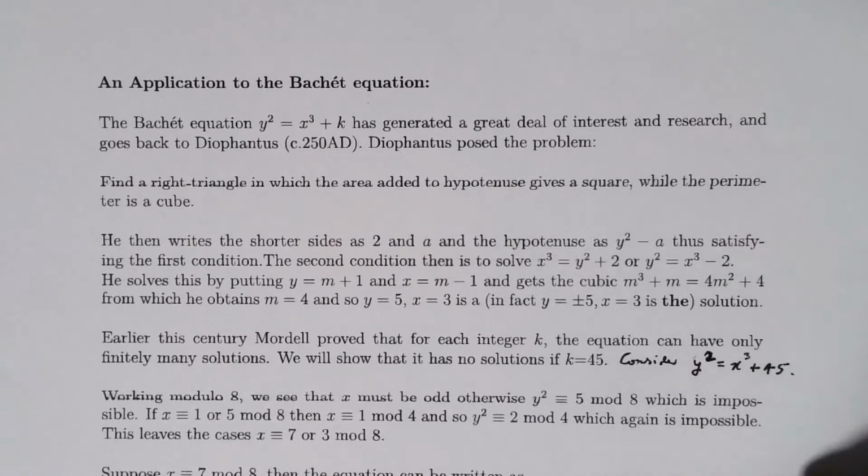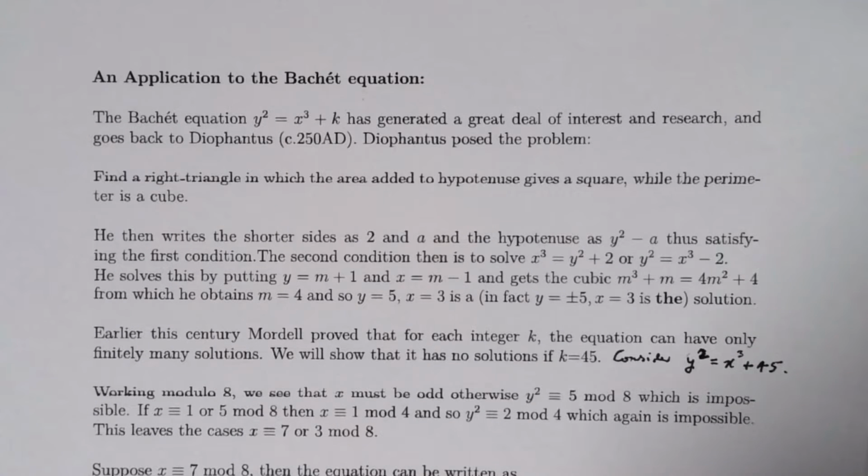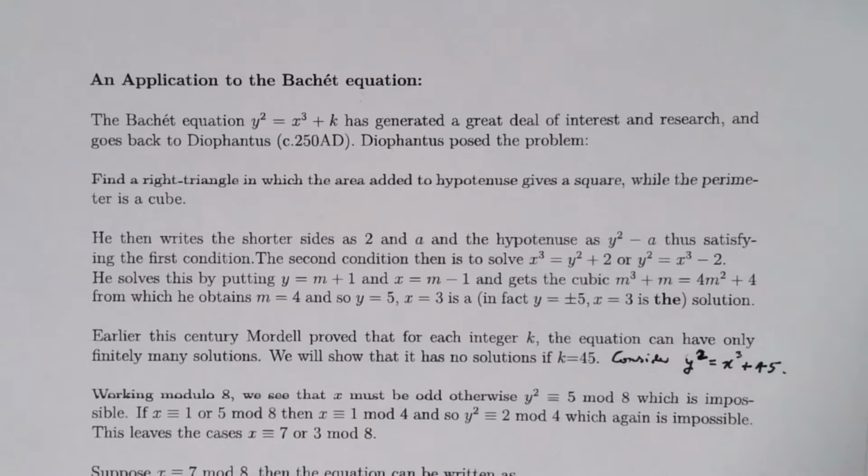I thought we'd finish the quadratic reciprocity section with a little application to a very famous equation called the Bachet equation. The general Bachet equation looks like y squared is x cubed plus k, and it's an example of what is known as an elliptic curve. These are much studied and much work is being done on them. Even at the present time, elliptic curves are a very important branch of modern number theory.